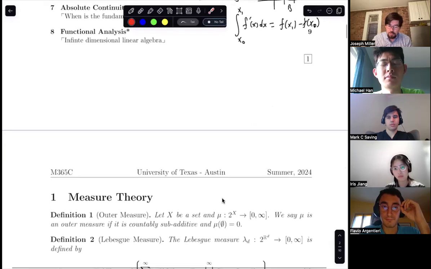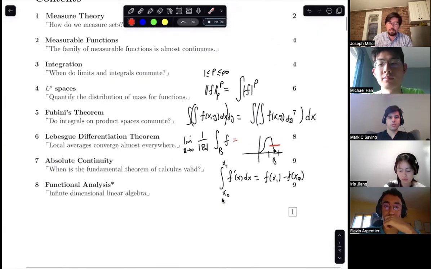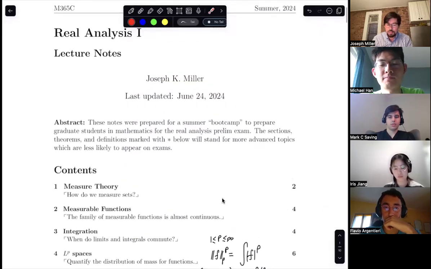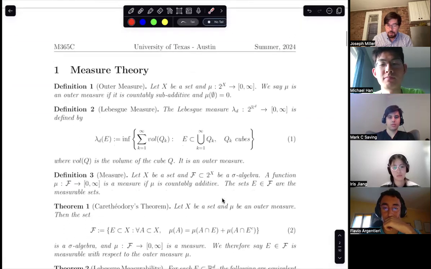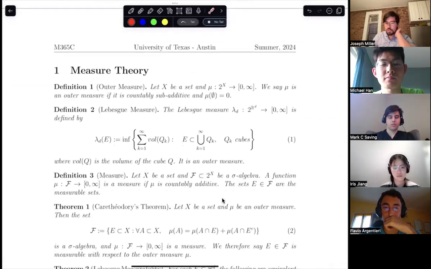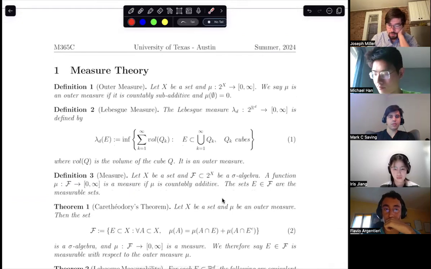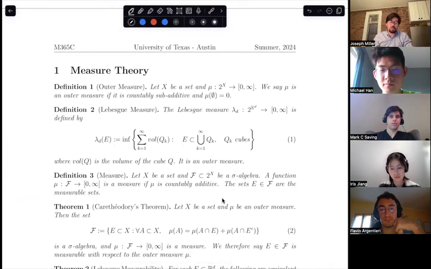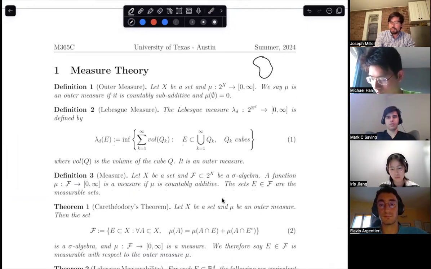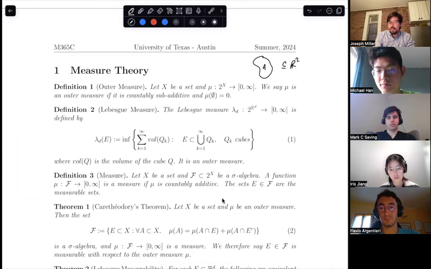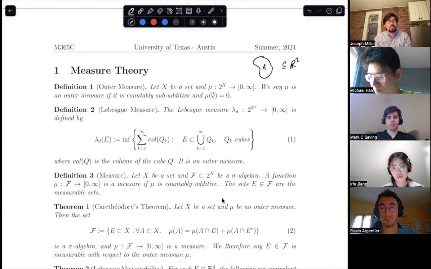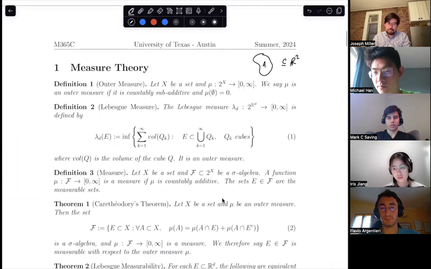So let's start with measure theory, and I'll post these notes later today on the website. The whole idea is, how do I measure, let's say, regions of the plane? Say I have some set A that's pretty wild in R2. How do I assign a volume, or a measure, to this thing?